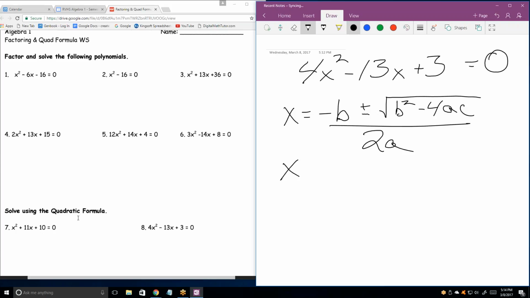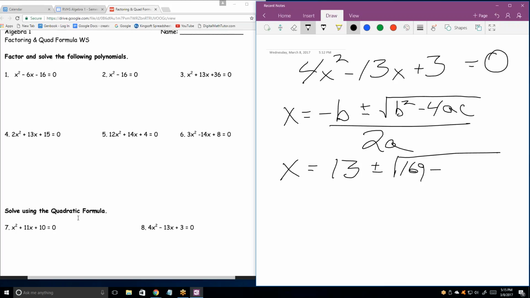So 13 plus or minus, what's the 169. 169. That's 13 squared. And notice that it's always positive. Even though b is minus 13, when you square a negative number, it turns positive. So b squared is always positive.